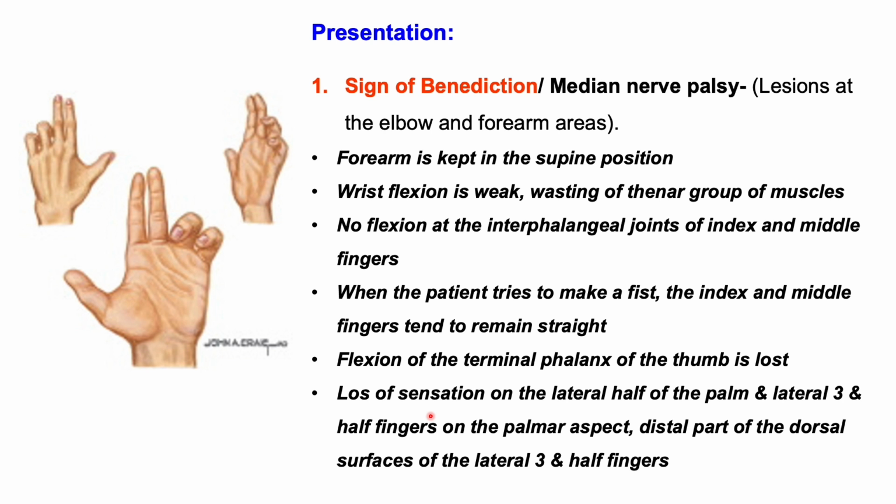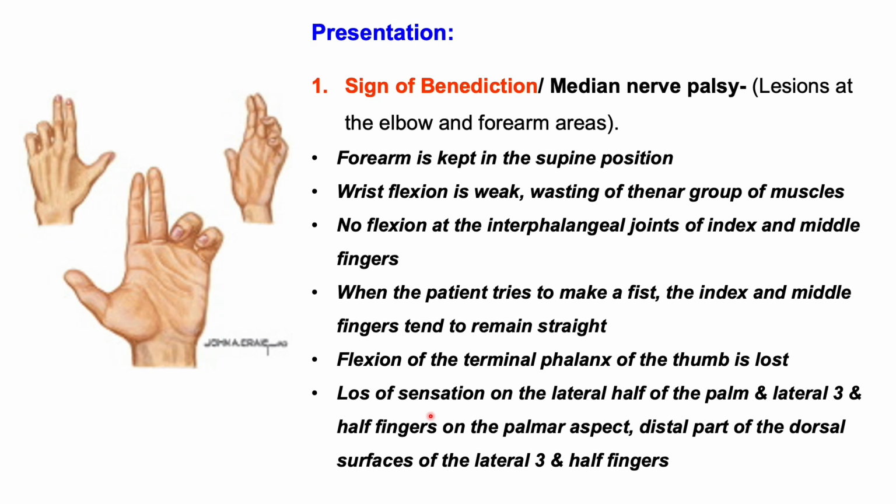And as you had seen in the previous picture, the median nerve also gives cutaneous branches to the dorsum, that is, near the nail bed. So the distal part of the dorsal surface of the lateral 3.5 fingers is also affected. So these are the things you need to remember whenever there is median nerve injury at the elbow region or above the elbow or in the forearm region, which can be due to supracondylar fracture or pronator teres syndrome. Okay, so these are the different conditions.